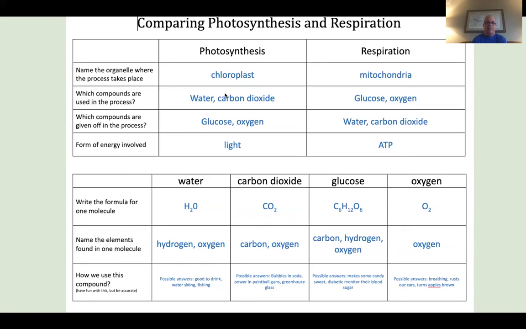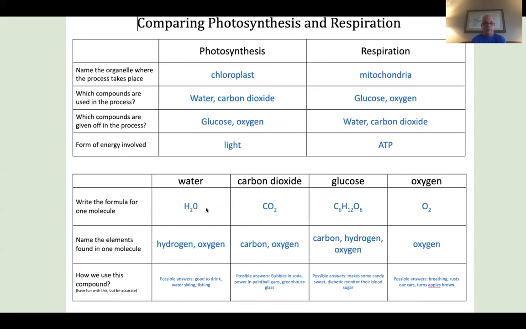Water and carbon dioxide go into photosynthesis and glucose and oxygen come out. It's the exact opposite on the other side. Glucose and oxygen go into the mitochondria, water and carbon dioxide come out. In photosynthesis, the energy involved is light. It starts the process. In respiration, the energy involved is ATP and it ends the process.